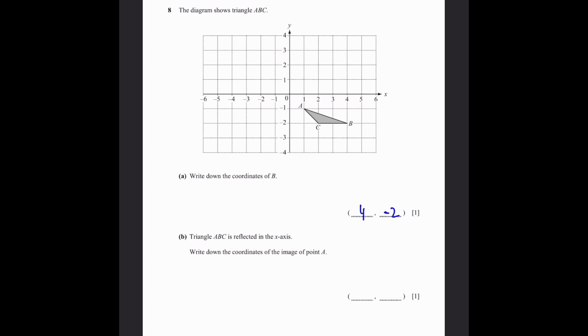B. Triangle ABC is reflected in the x-axis. Write down the coordinates of the image of point A. So when we reflect it in the x-axis, point A, when it's reflected, will be here. Point C will also be here. Point B will also be here to form the same triangle, but reflected in the x-axis. So point A prime, which means it's been reflected, is at the coordinates 1, 1. X is 1 and y is also 1.